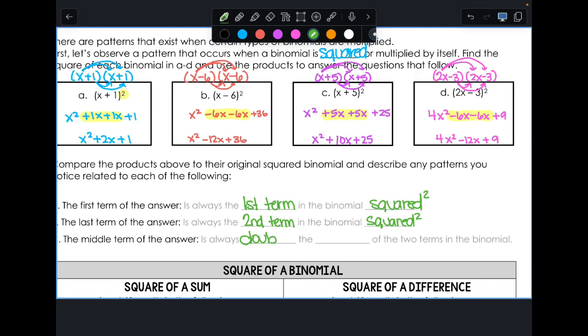Squared does not mean to multiply times 2. Squared means multiply times itself. You will always double the product of the two terms. Squaring means multiplying times itself. It doesn't mean multiplying times 2. Know the difference. So here we go.